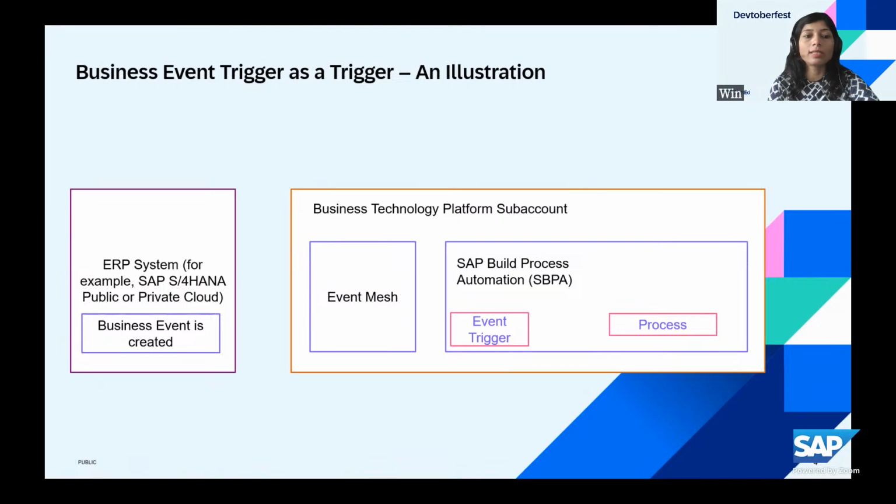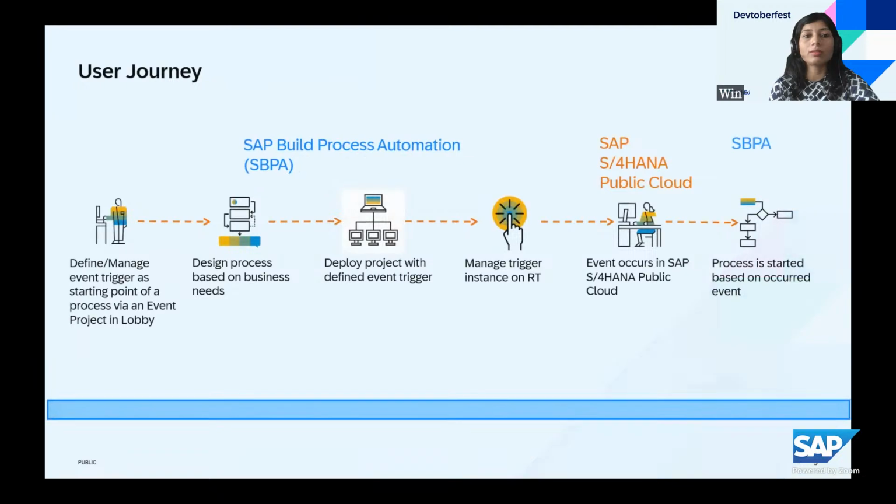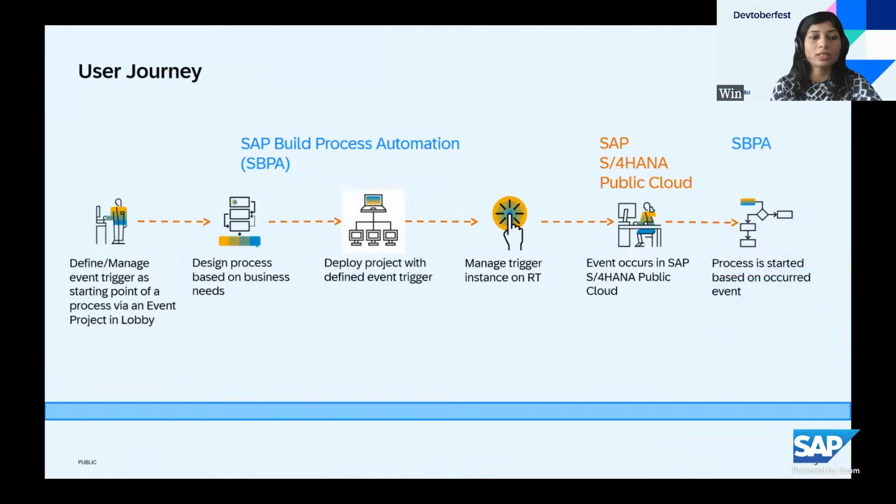Now, let's say a business event is created in the ERP system. If you're listening to the event in Event Mesh, you receive this event, and as soon as the event is received, it triggers the relevant event triggers that are waiting for this event, and the event triggers then start the processes. Now let's look at a sample user journey. First, the user will define or manage the event trigger as a starting point in the lobby.